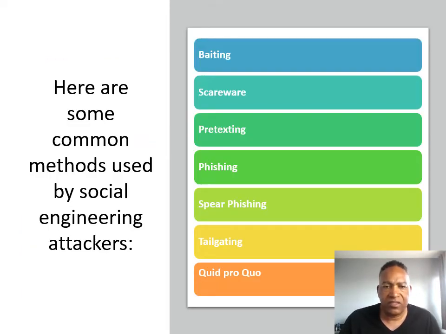Here are some of the common methods used by social engineering attacks. There's baiting, scareware, pretexting, phishing, spear phishing, tailgating. Tailgating is more about when you walk in a door behind someone, a locked door, where they use their credentials to open the door and you walk in. You get them to think that you don't necessarily need to go in your pocket and pull out your credential. You look like you belong, so they just open the door and let you in behind them. That's tailgating. And then quid pro quo.